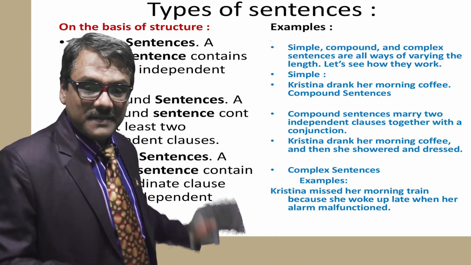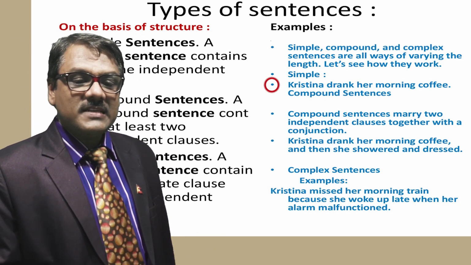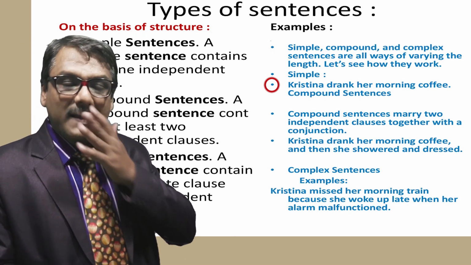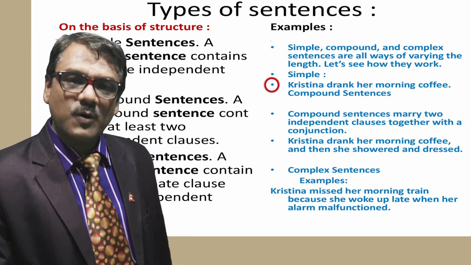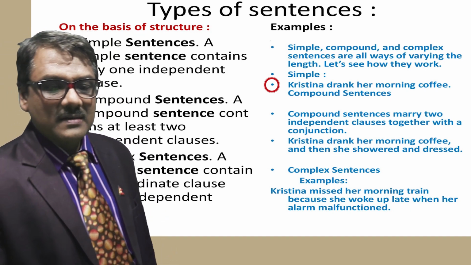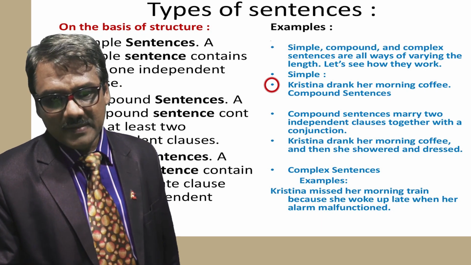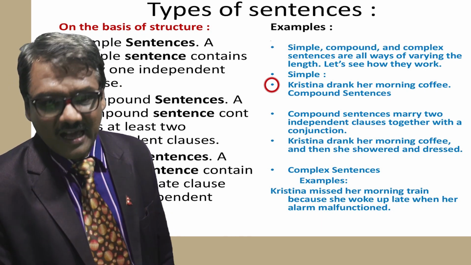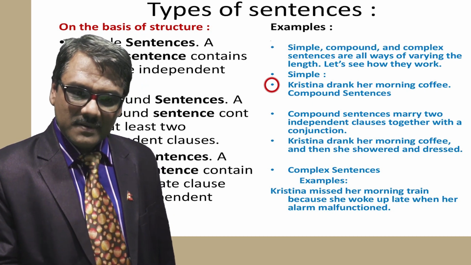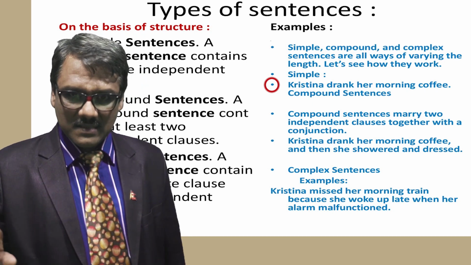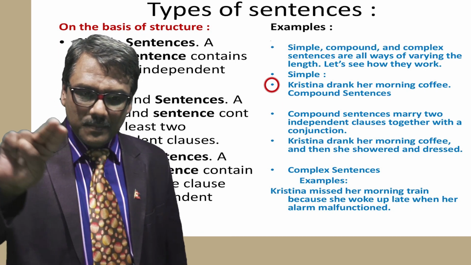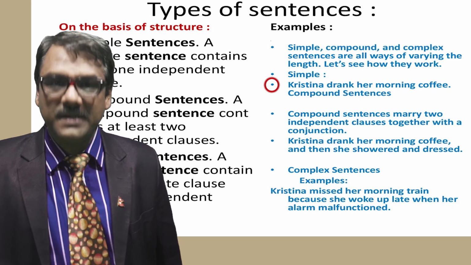What is the example given there? Christina drank her morning coffee. Look at this sentence. Christina drank her morning coffee. In this sentence, Christina is the subject, drank is the verb, and together they are the subject and verb. Drank her morning coffee, that is the predicate.